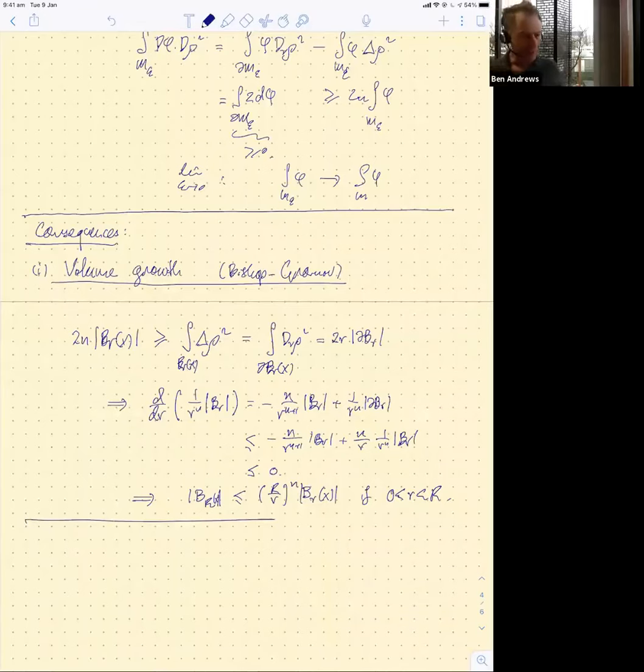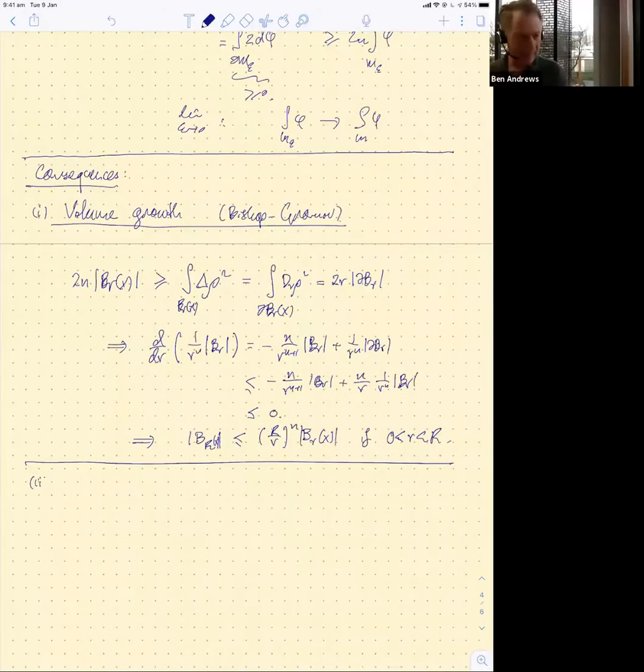Let's see, how am I doing on time? I'm going to prove another consequence which we will need, which is a Poincare inequality.